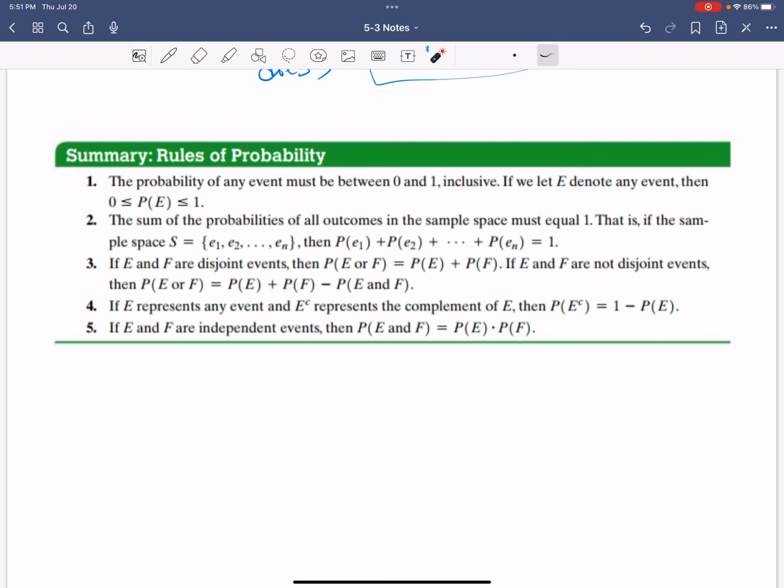Rule number 2, the sum of the probabilities must equal 1, right? We know that if we want to say it's a probability, those two criteria have to be met. If I have disjoint events and I use the word or, I'm just adding those up. If you have something in common, you have to subtract off what's in common. That's my and, what's in common. If E represents any event, E to the C, which is our complement, you do 1 minus.